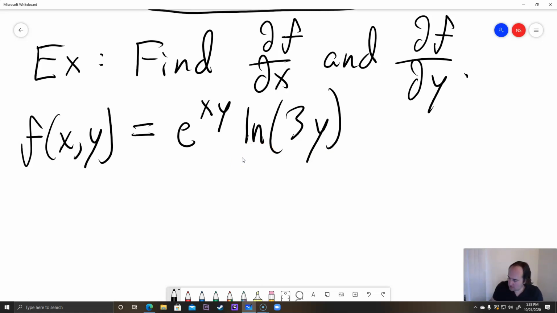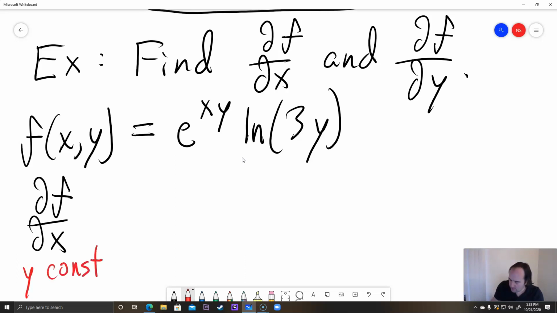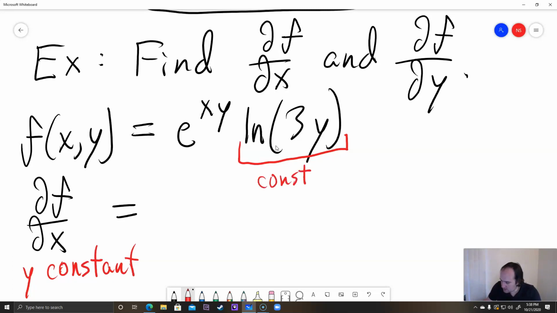Alright, so let's start with partial f, partial x. For partial f, partial x, your other variables are constant. So here y is constant. So for partial f, partial x, we're treating y as a constant, which actually means, believe it or not, that the ln of 3y, because y is a constant and 3 is a constant, that entire factor there is constant. And then also, this y up here is constant. So both of those are constant, and the partial f, partial x is actually pretty easy to calculate.